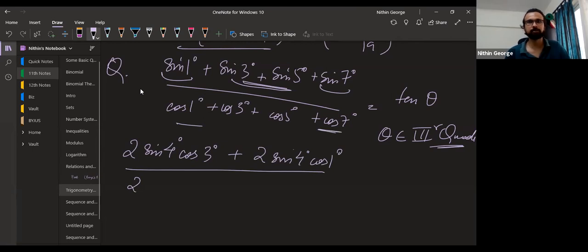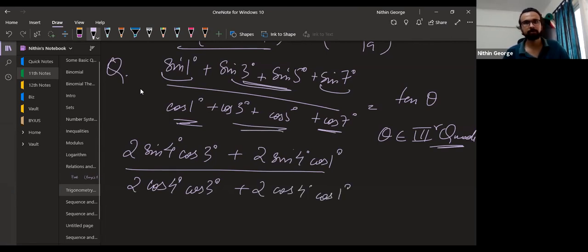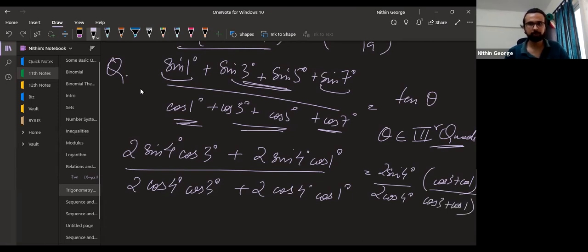So again, I'll take the cos where the sum of the angle is the same. 2 cos 4 degree cos 3 degree, plus next is 3 and 5 I'll take together, cos 4 degree cos 1 degree. Then 2 sine 4 degree is common, 2 cos 4 degree is common. The remaining is cos 3 plus cos 1. In the bottom I'll have cos 3 plus cos 1 and both cancel each other out. So I'm left with tan 4 degree.